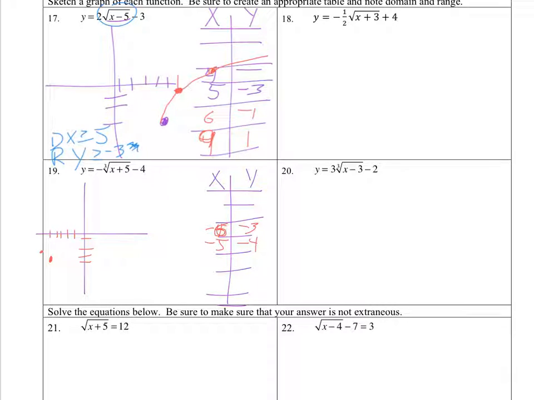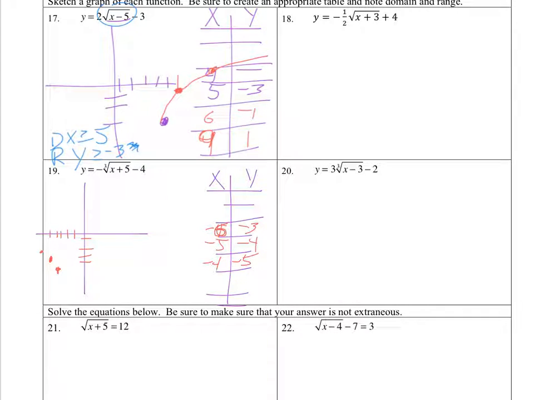The next nice number going backwards is going to be way off my graph, so I'm not even going to bother with it. Let's look at the positive side of this graph. So -4 plus 5 is 1. The cube root is 1. Negative 1 minus 4 is -5. And that's going to end up being like there.